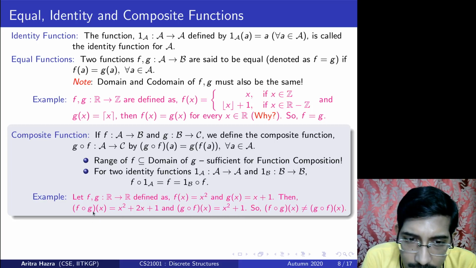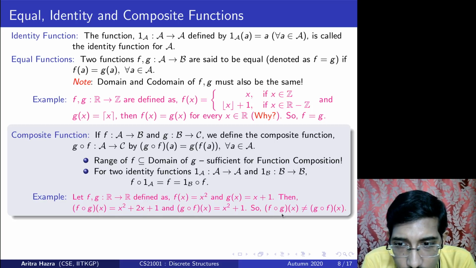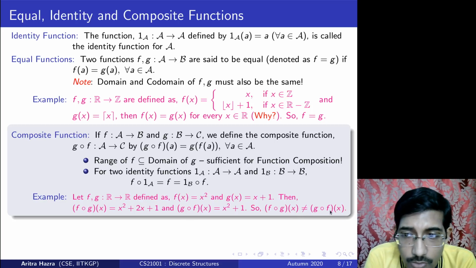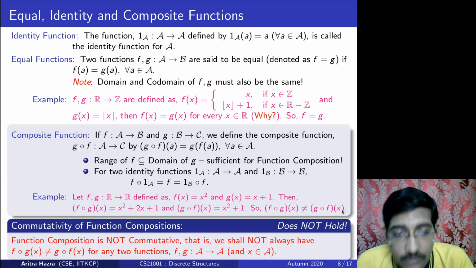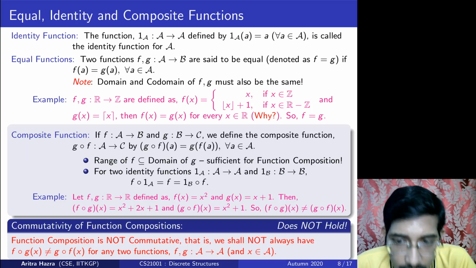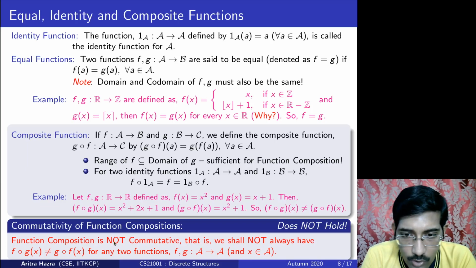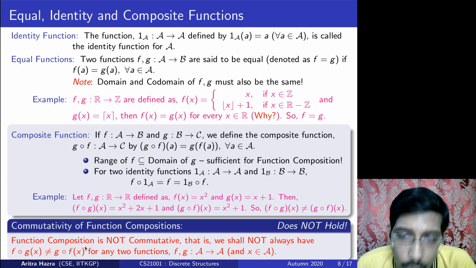So you can see that though I compose it in a different way, it is not always the case that the compositions are the same. If I change the order of composition, the result may differ. So f of g(x) here is not equal to g of f(x). Hence, function composition is not commutative at all. It does not hold this commutative nature. There exists some x for which the composition is not interchangeable in order. So it's not commutative.